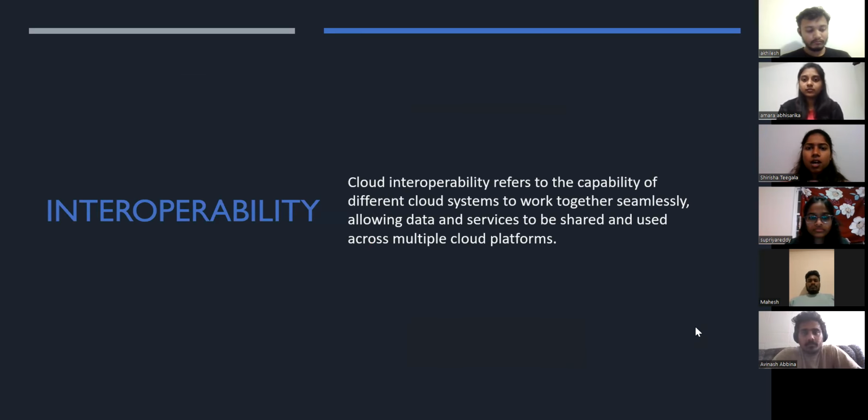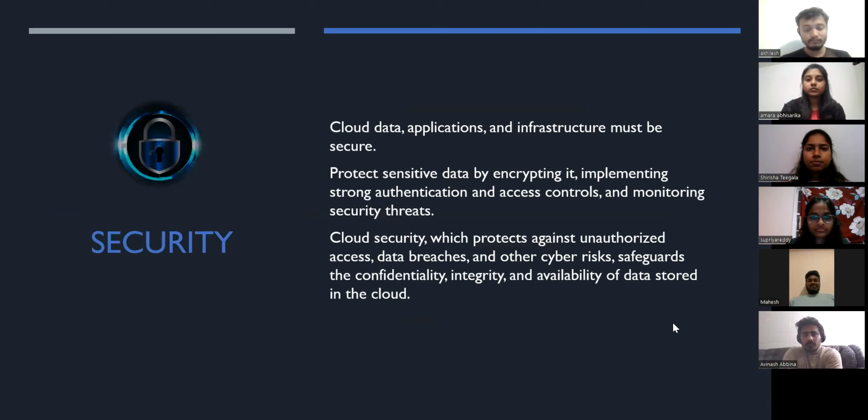And here is cloud interoperability. It refers to the capability of different cloud systems to work together seamlessly, allowing data and services to be shared and used across multiple cloud platforms. And next is cloud security.